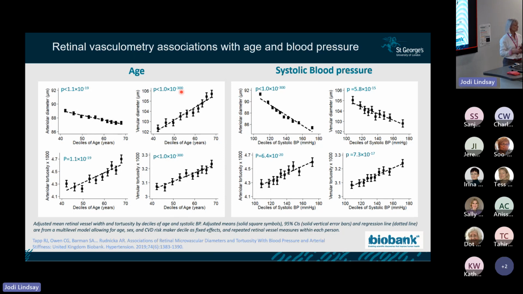And these are models from what's called adjusted multi-level models, because we have both eyes to contribute to the analyses, and they are adjusted for age and sex and the relevant decile of the risk factor shown in the graphs. And we published this evidence already.